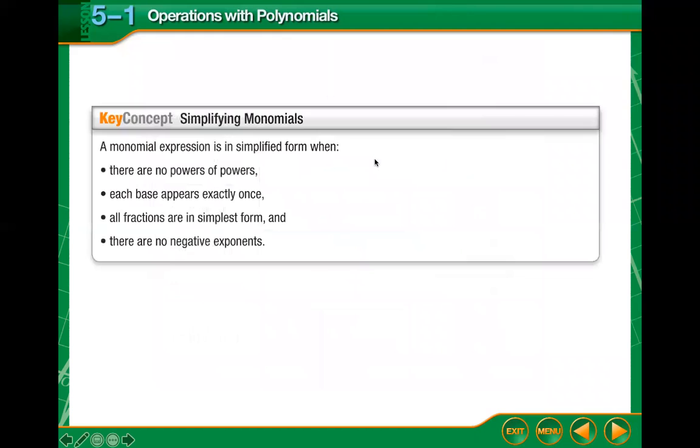So when we're simplifying monomials, which is one term, we have a couple things. There are no powers of powers, meaning we have no parentheses whatsoever. Each base appears exactly once, and what we mean by that is we only have one coefficient and a single existence of a letter for a variable. All fractions are in the simplest form, and there are no negative exponents.